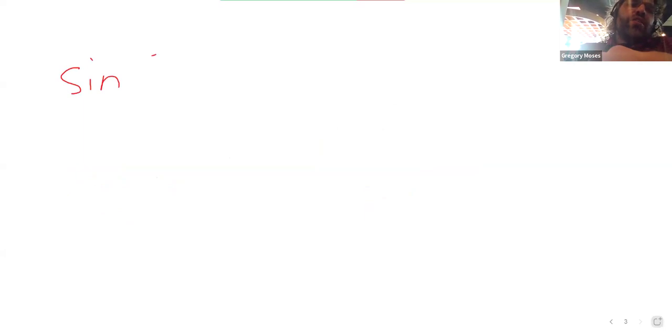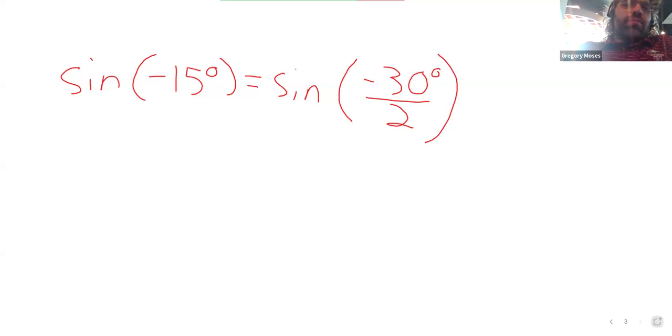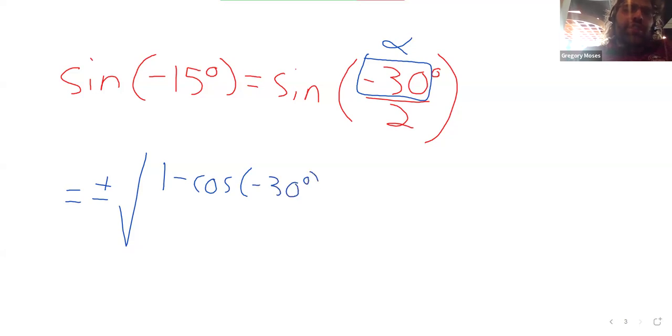the sine of negative 15 degrees. So we can rewrite this as the sine of negative 30 degrees over 2. So when we plug and play, our alpha is going to be a negative 30. This is plus or minus the square root of 1 minus the cosine of negative 30 degrees, all divided by 2.